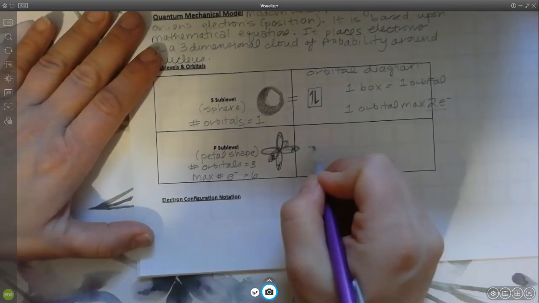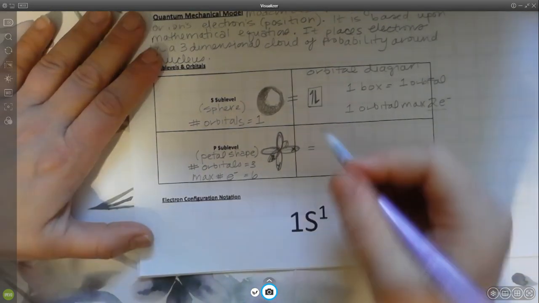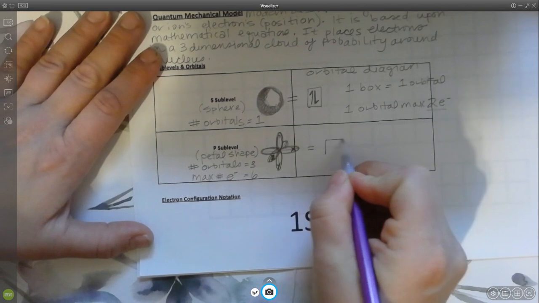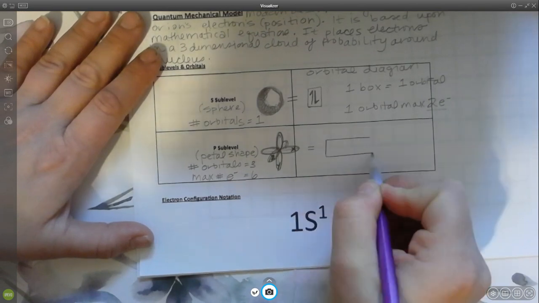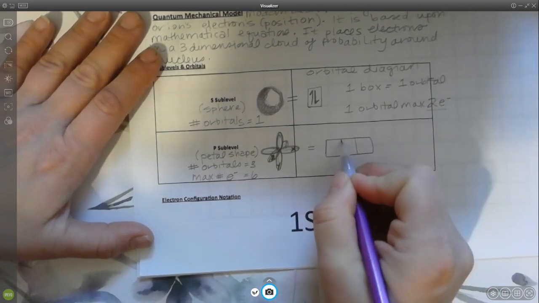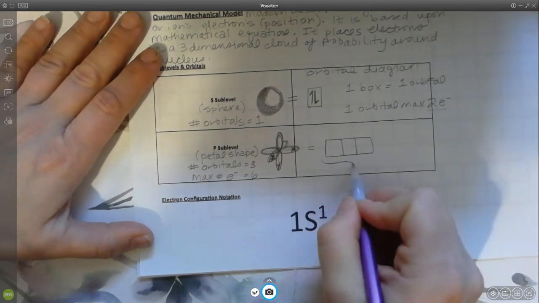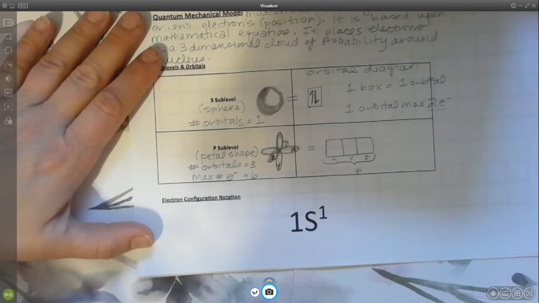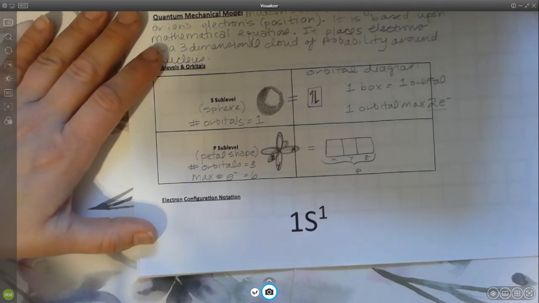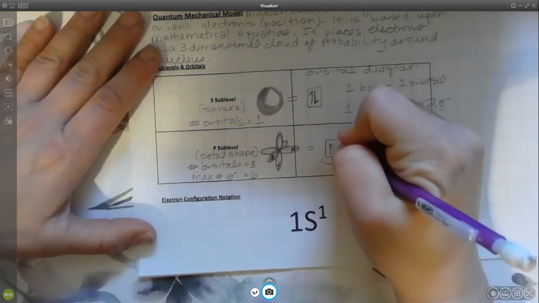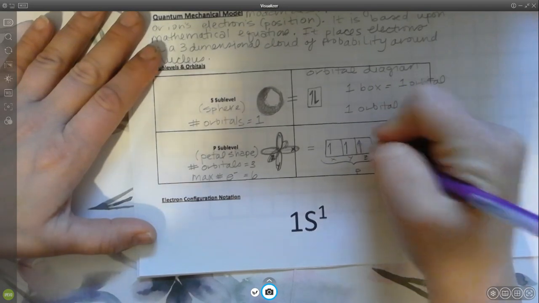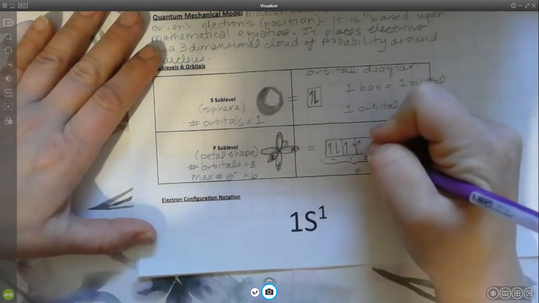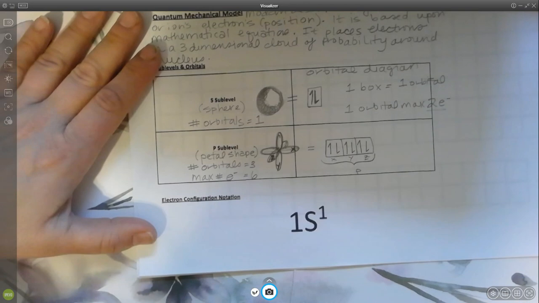So how could we draw this? Instead of having one box, let's draw 3 boxes, and we'll draw them connected. So do you see I've got 3 boxes here? This whole thing is called the p. This is x, y, and z. And each one of these can hold up to 2 electrons. So 1 up, 2, 3, 4, 5, and 6 electrons.